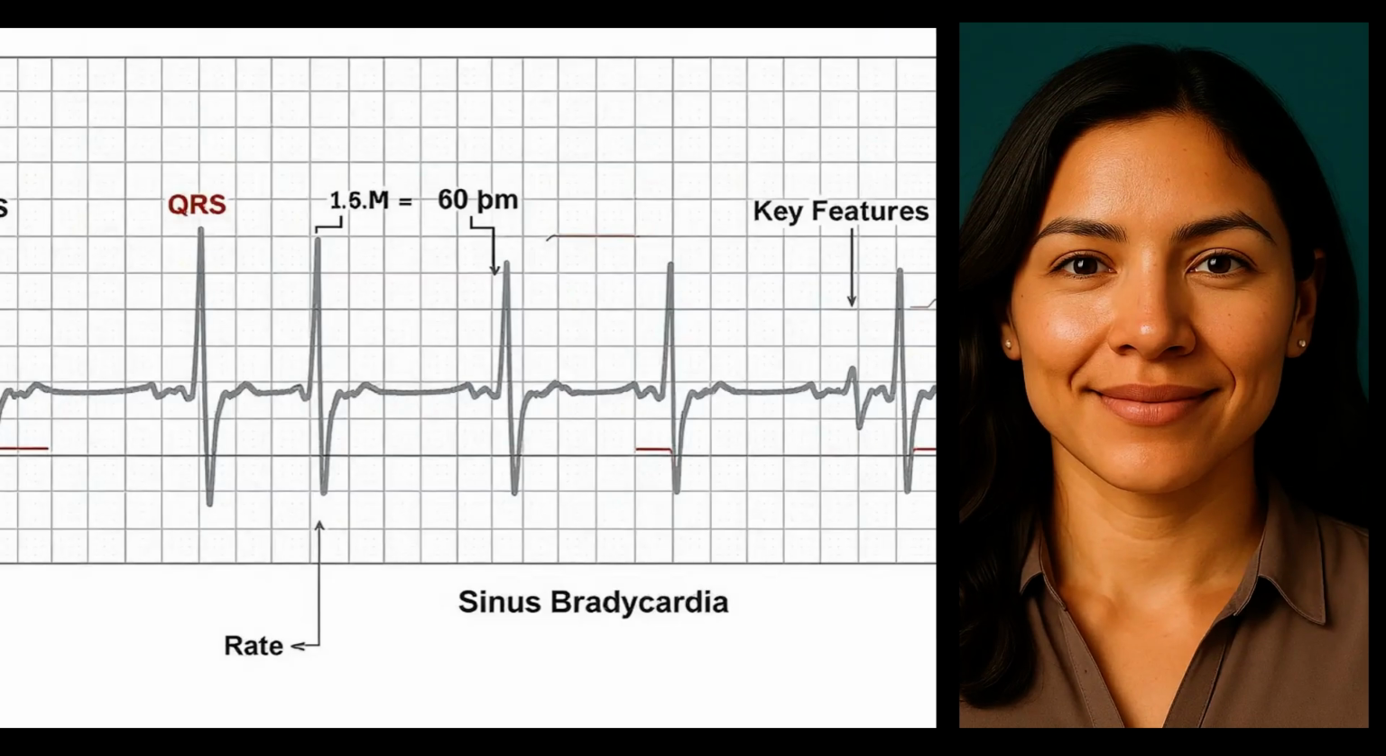Sinus bradycardia is characterized by a heart rate slower than 60 beats per minute. While the rhythm remains regular and we still see normal P waves and QRS complexes, the slower rate can be significant. Common causes include medications like beta blockers, increased vagal tone in athletes, or underlying medical conditions. While sometimes normal, bradycardia can also indicate problems requiring intervention.